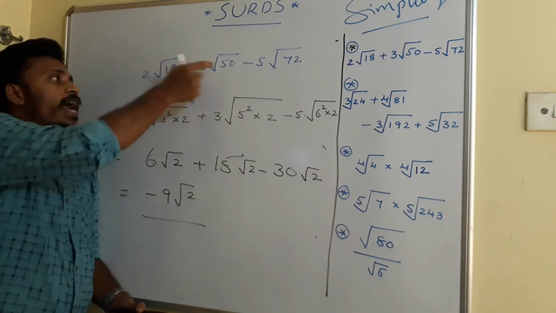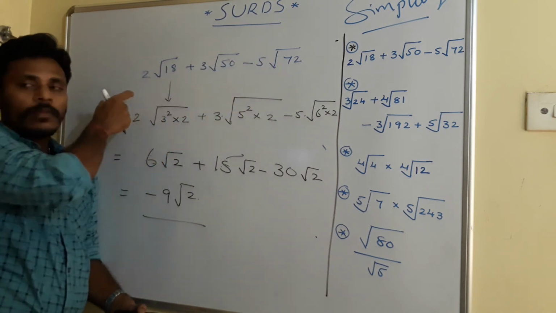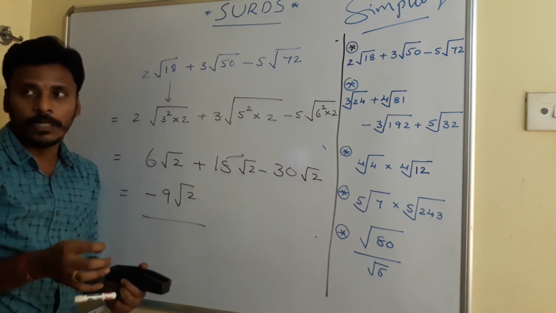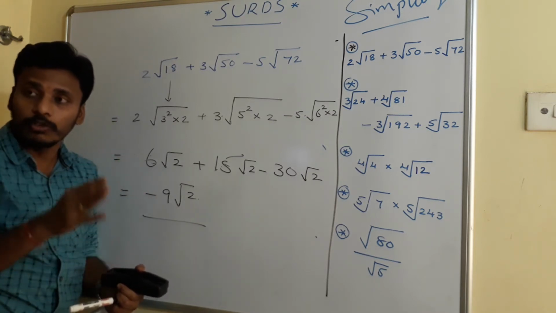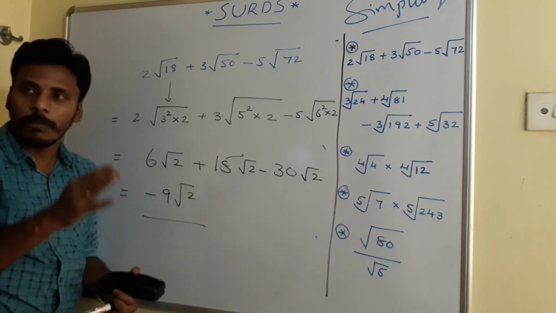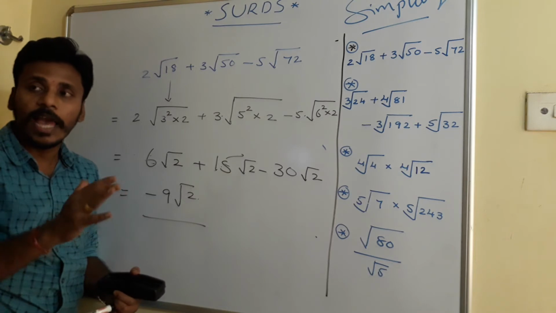We need to add and subtract these surds. We know that addition and subtraction is possible only for similar surds. So to make them similar, you just prime factorize everything under that root. Maybe square root, maybe cube root, maybe fourth root, and in general nth root.